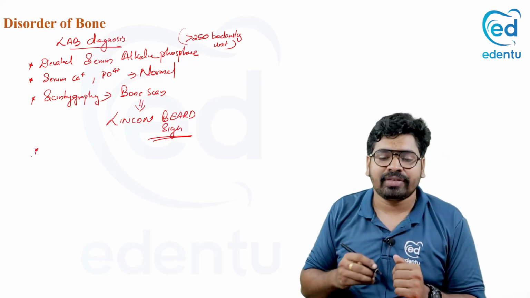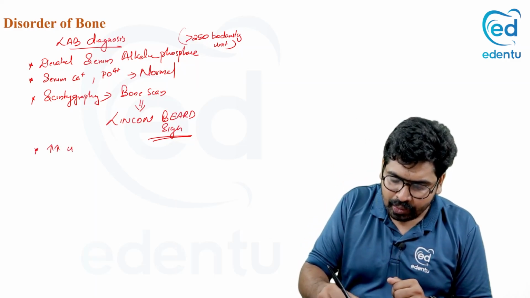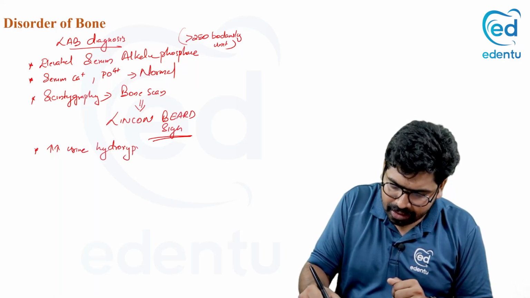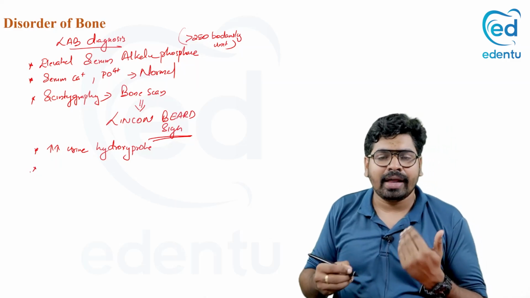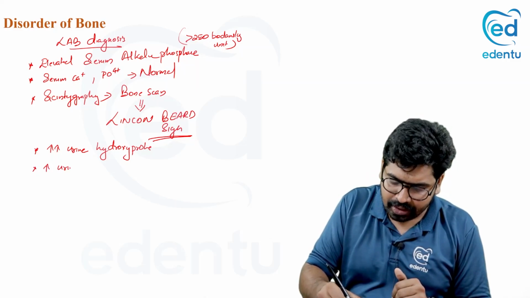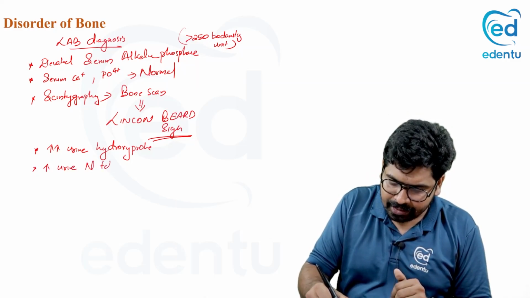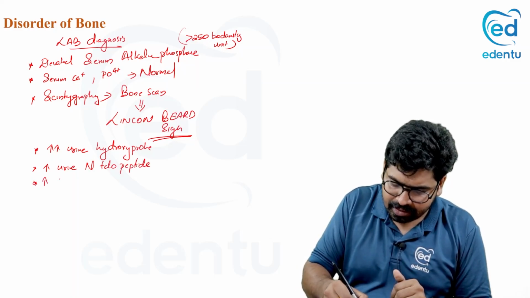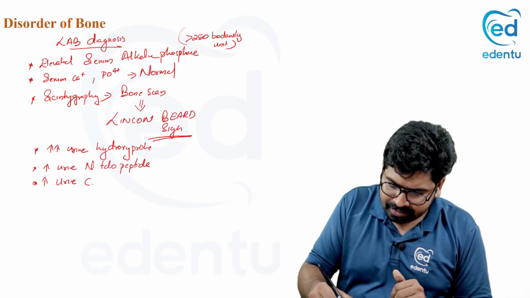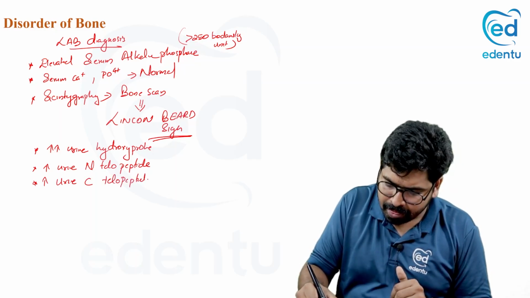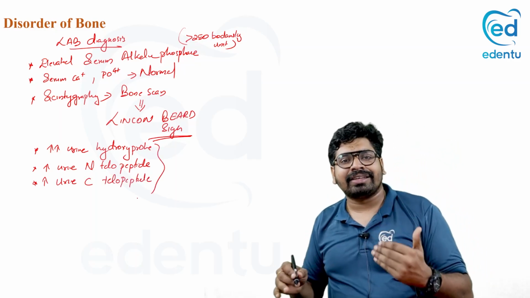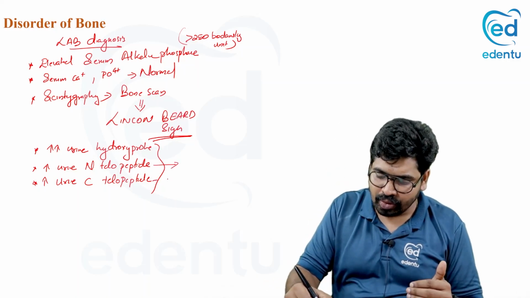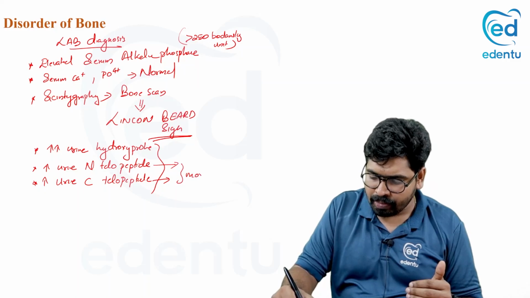And other things you can see are increased urine hydroxyproline, and the urine values are high. There is an increased urine N-telopeptide and an increased urine C-telopeptide. All these can be tested in urine, showing there is increased bone resorption, and these two are more specific.